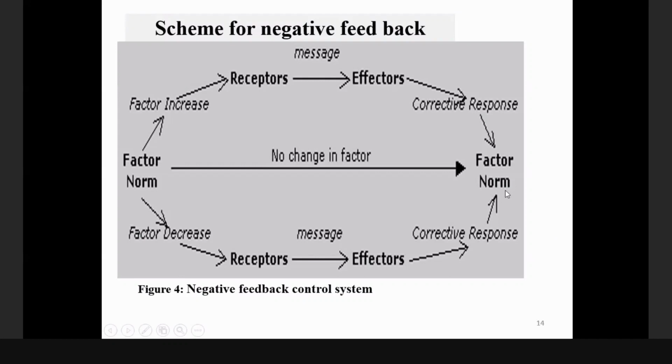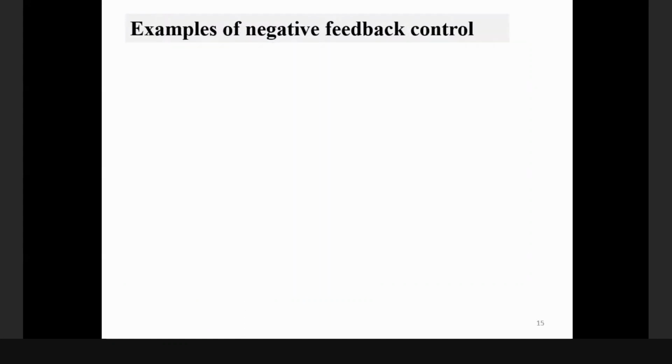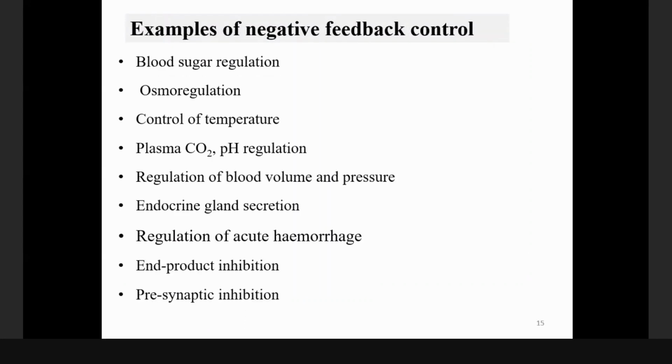So in this case, the stimulus that brings a change and the corrective response made by your body have opposite directions. That is why the change is made smaller in the case of the negative feedback homeostasis control system.